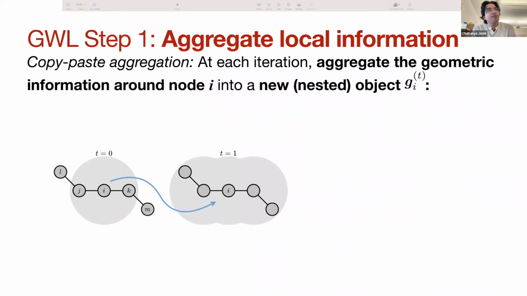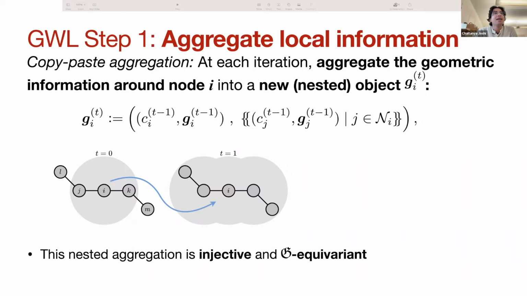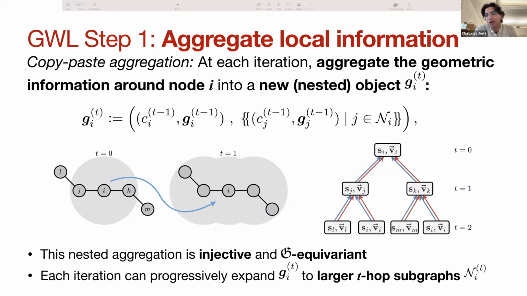So the first step, or the first operation in GWL, is to aggregate and gather local information in an injective manner. It can intuitively be understood as copy pasting. So at every iteration of the test, you want to grow the geometric subgraph around your node. And you do this by aggregating into your geometric object, g_i, in a nested fashion. So you'd just keep this tuple and you'd grow this tuple at every iteration. And what this corresponds to is a sort of computation tree around your node i. So at each iteration, you can progressively view larger and larger geometric subgraphs around your node.